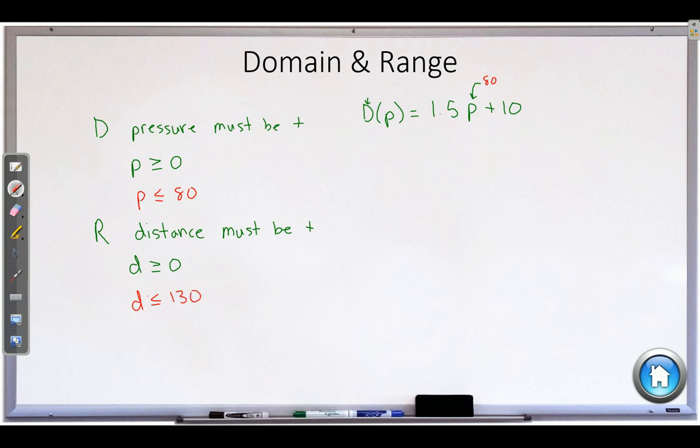A little fancy there. You don't always have to do that bit because sometimes you don't know what the maximum value is. But for our air cannon, I kind of do. I would not pump it up beyond 80 pounds per square inch. All right. So, just a little bit more about domain and range there.